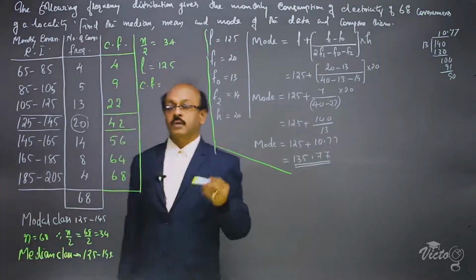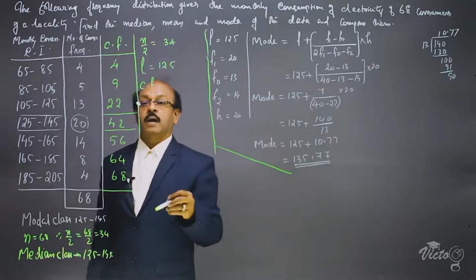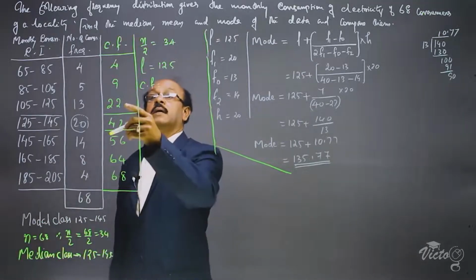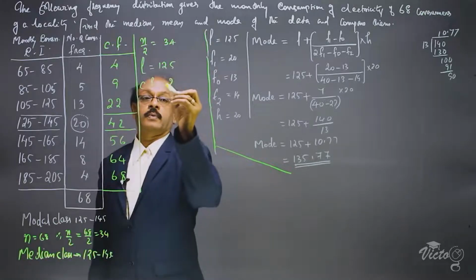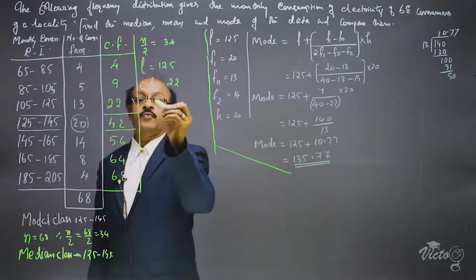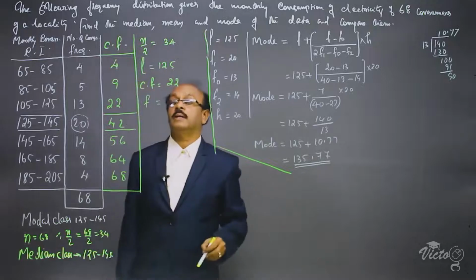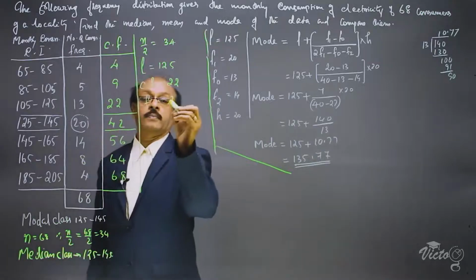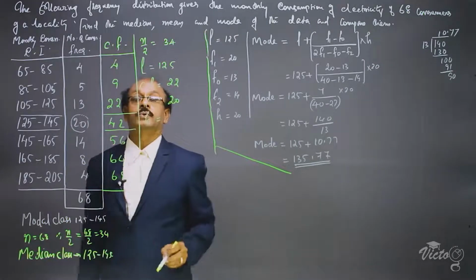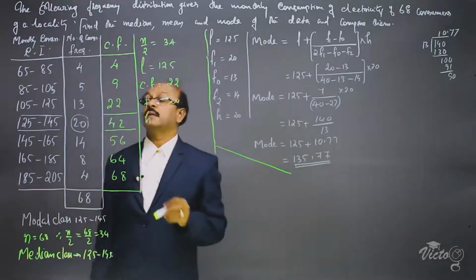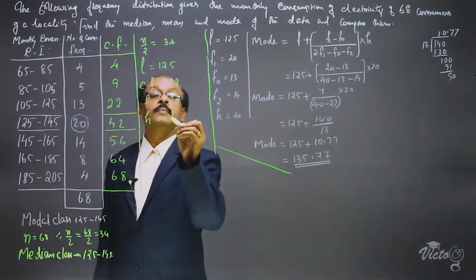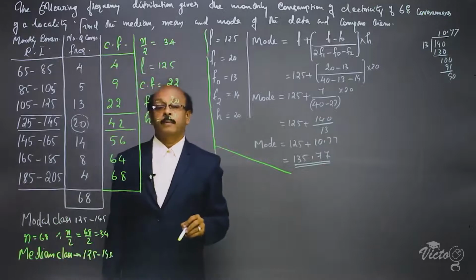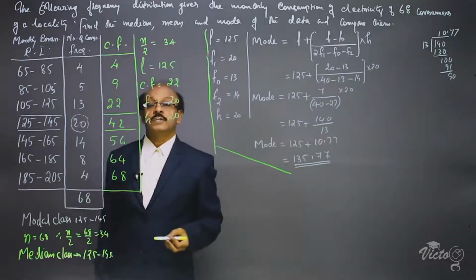Cumulative frequency is the cumulative frequency of the class preceding the median class, that is 22. And F is the frequency of the median class, which is equal to 20, and H is the size of the class, that is also equal to 20. Now we can find the value of median using the formula.